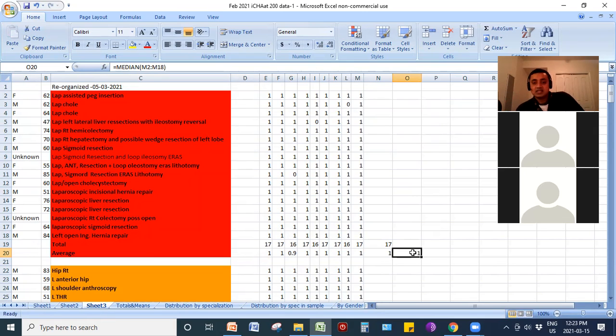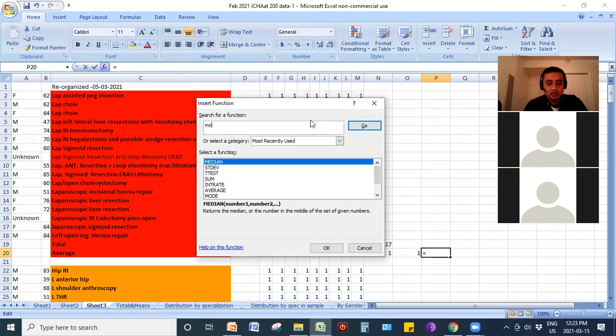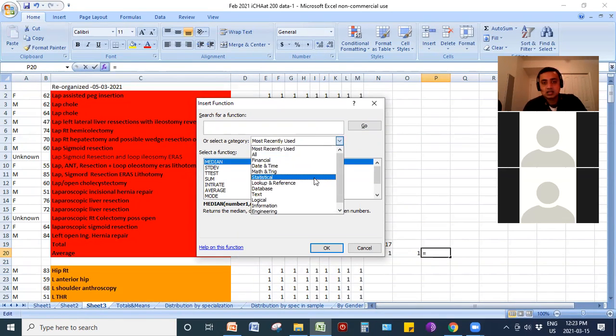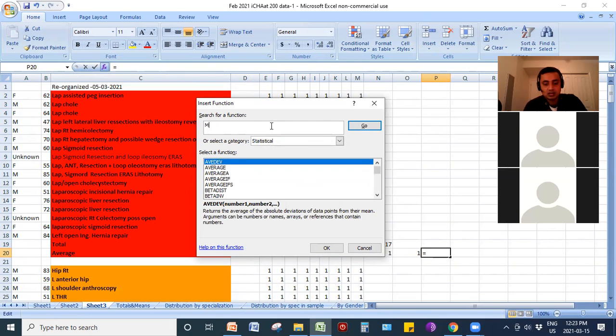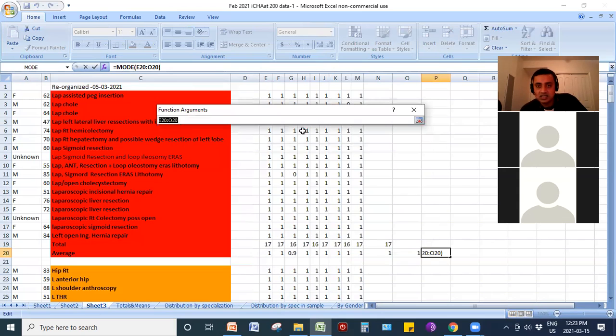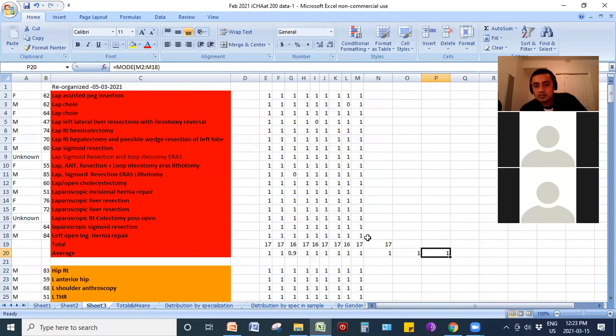I can do other statistical things. If I want the mode, I can go ahead and do the mode as well. Let's say more functions, you just type in mode. Statistical, let's go. Yep, there we go, there's a mode. So I say okay. And the mode again will be 1 in this example. Go and highlight all of these. So in this case, because there are 17 samples, they all have a value of 1. Your mean, median, mode are the exact same.